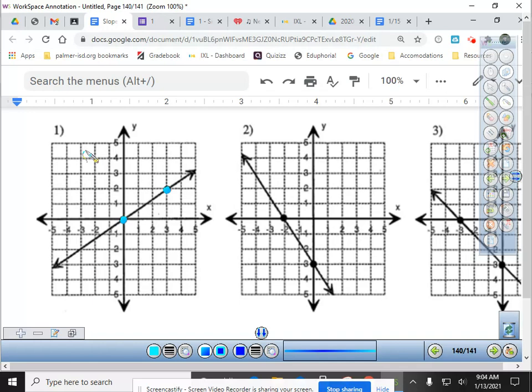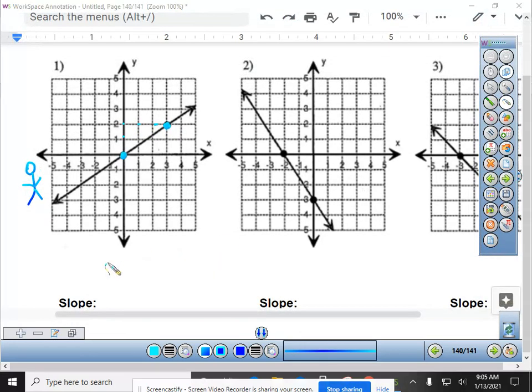Okay? So watch. Please do not write it down. Just watch. If I'm standing here, is this a positive or negative slope? Positive, because it's going up, right? So I'm going to rise up. I'm going to count. I do not count this one. 1, 2. Then I'm going to run. 1, 2, 3. The slope here is 2 over 3. That's it.